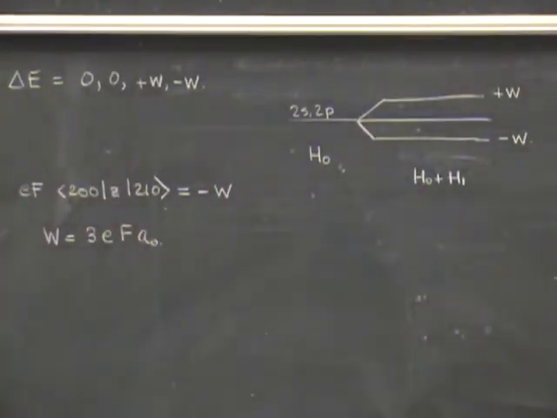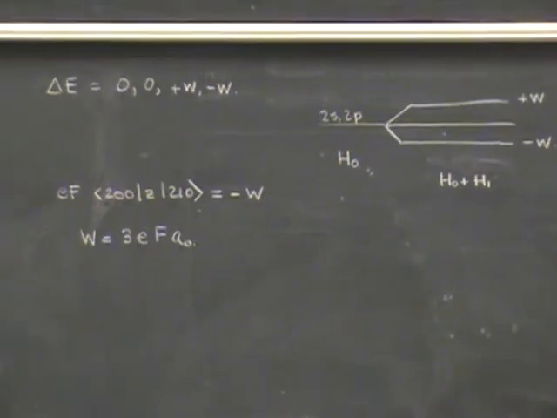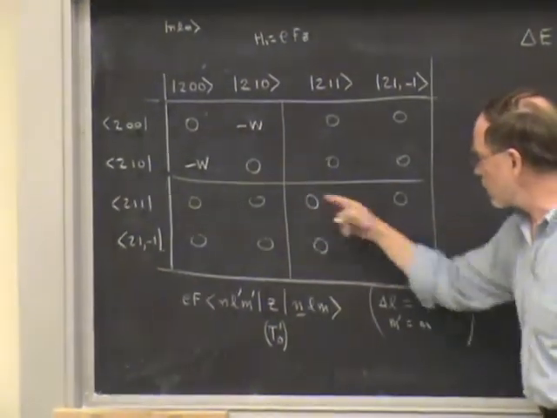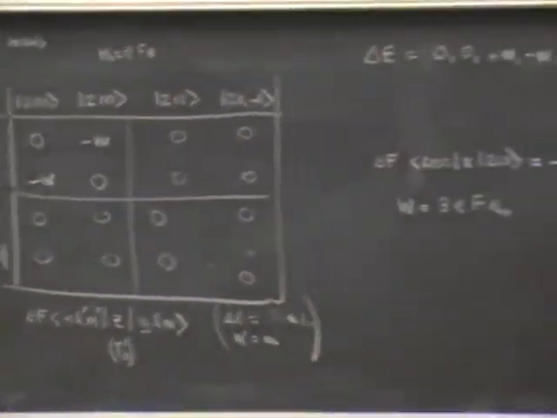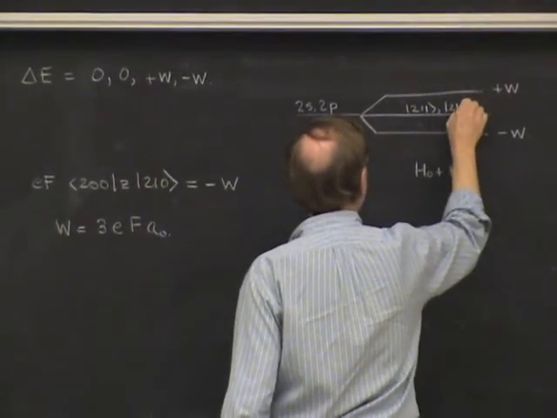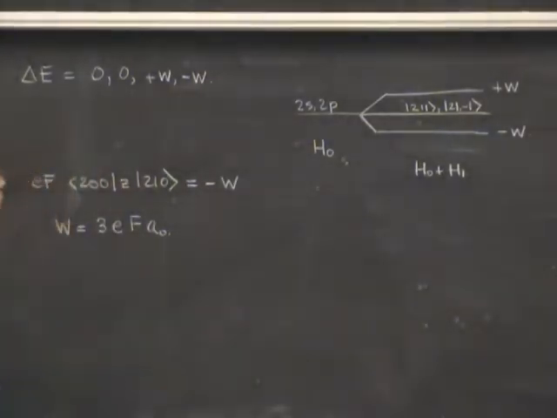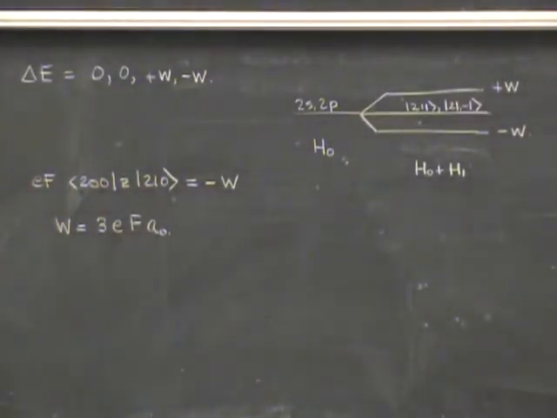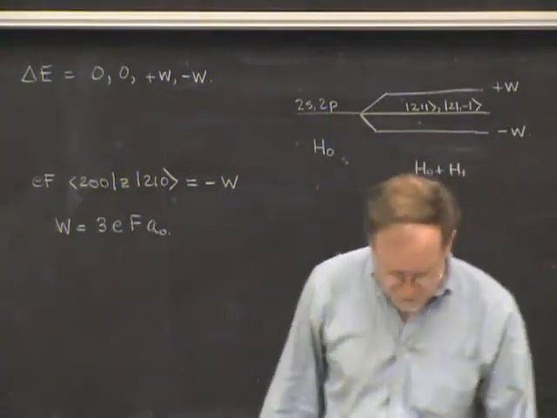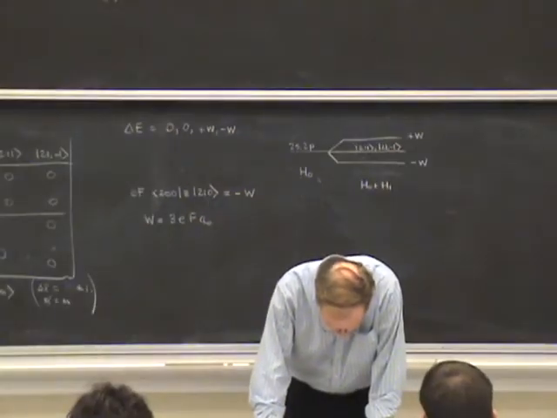As far as the two levels that remain the same, you can see which ones they are. They're the 2, 1, 1 and the 2, 1, minus 1 levels, because that's this lower block here. These are not affected by the perturbation. This is the 2p states for m equals plus and minus 1. All right. So that's the energy level diagram under the perturbation.